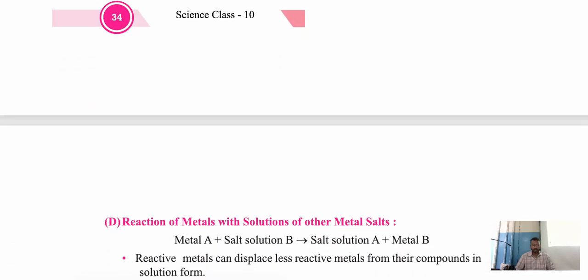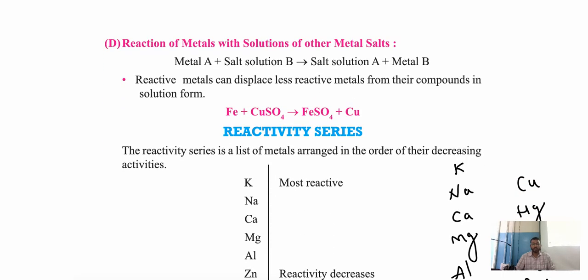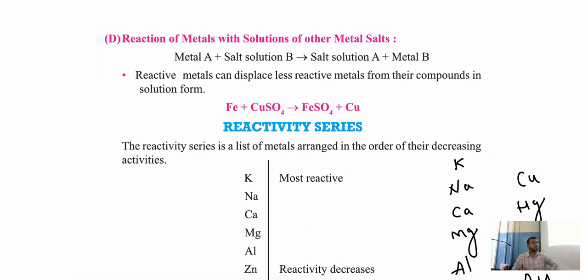Okay. Similarly, now we come to the topic which I discussed just earlier. I gave the examples now here. Reaction of metals with solutions of other metallic salts. Remember, metal A, when it reacts with a solution of B, gives a solution of A plus metal B. It means that reactive metals can displace less reactive metals from their compounds in solution form. This is the definition of a displacement reaction. A highly reactive metal will displace a least reactive metal. Such a reaction is called a displacement reaction.